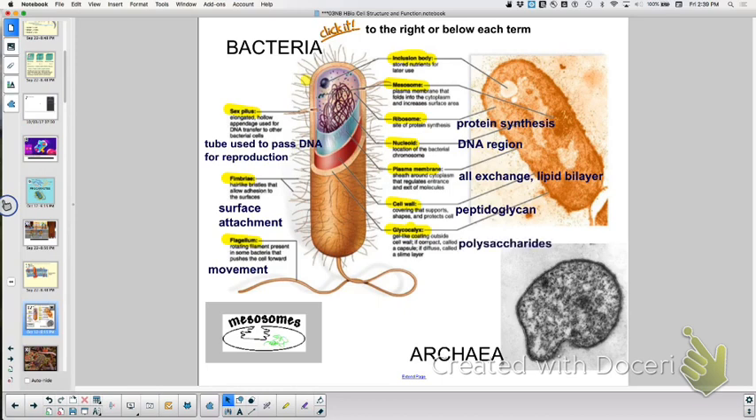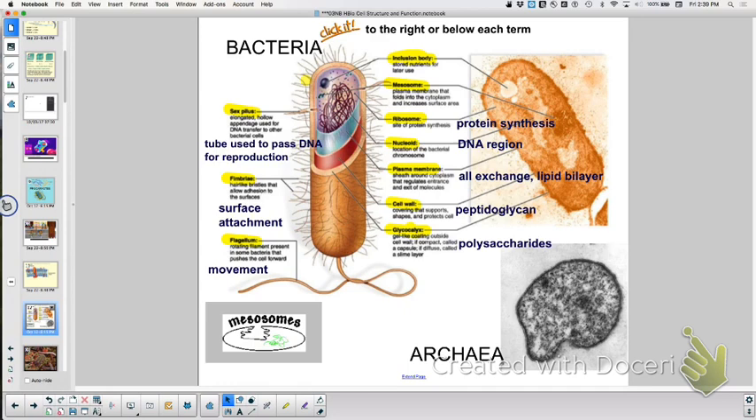Now, did we talk about glycocalyx when we talked about the cell membrane? Remember the glycolipids and the glycoproteins? We just learned that when we focused on the cell membrane. So that's carbohydrates. Now, also on this page, we have bacteria and I have archaea.